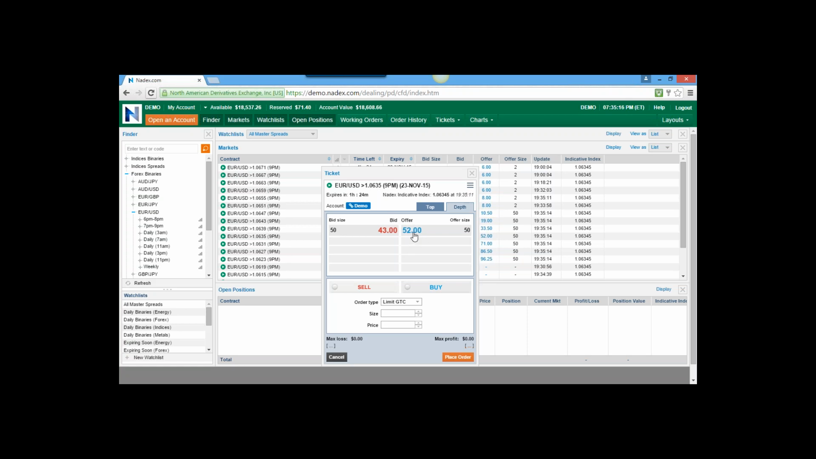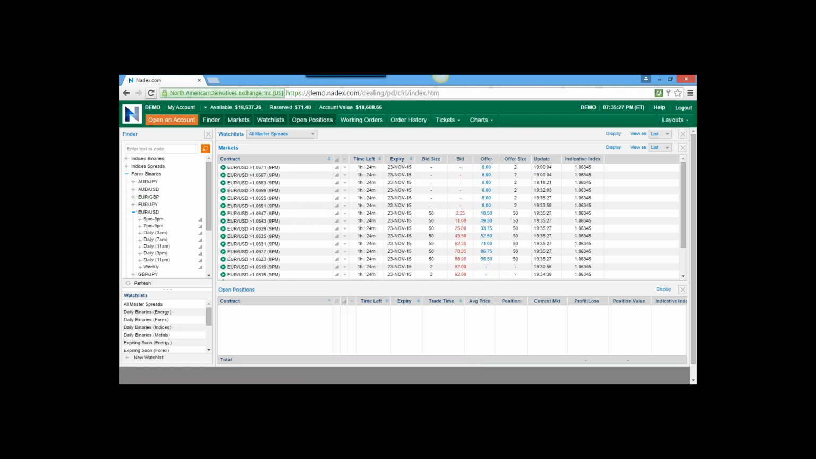Now, I can get out of it early. I don't have to take a full loss, or I don't have to take a full profit. I can get out anytime, okay? But that's it. That's all a binary contract is. So if you notice, there's different binary strikes, okay? There's different levels to say yes or no, the market will be over or under.